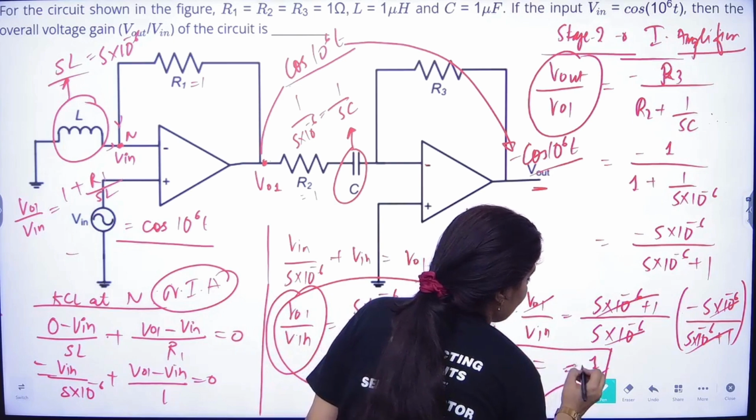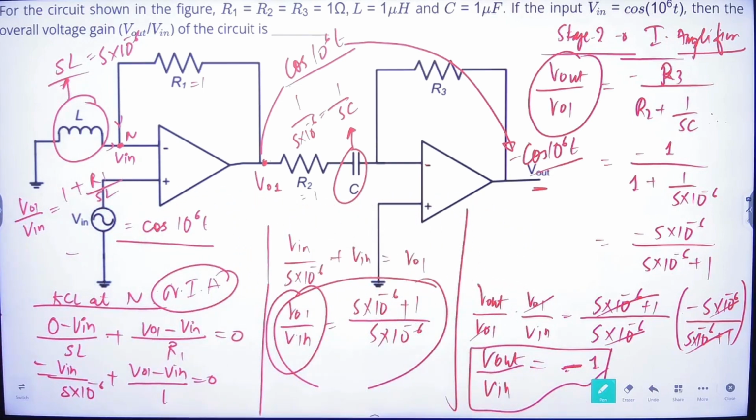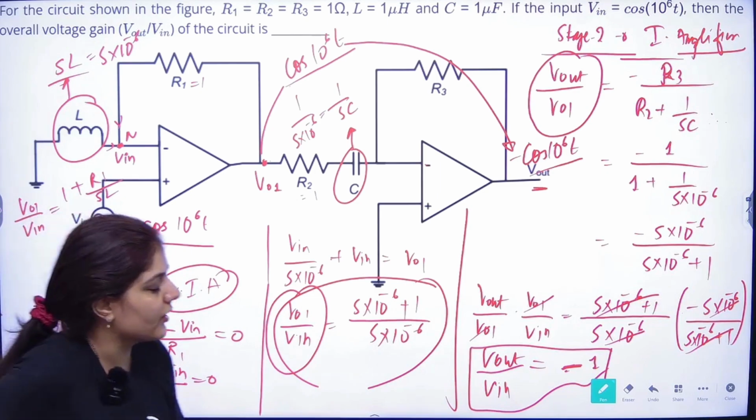So what is this gain? Minus of 1. Okay, moving on to the next question.